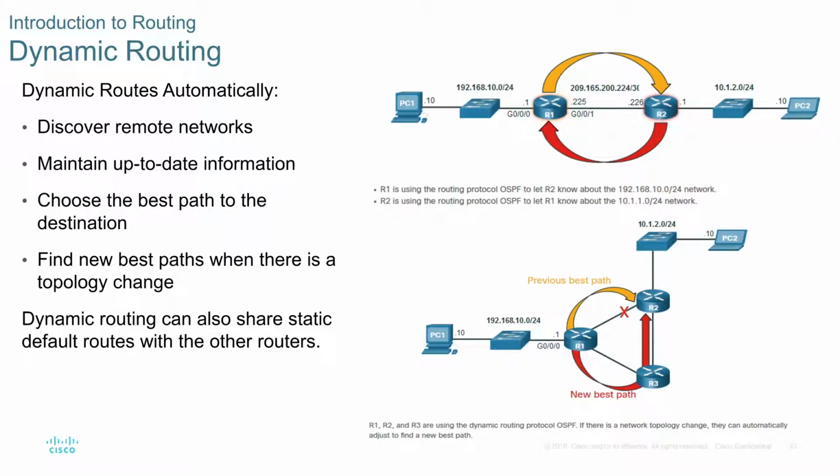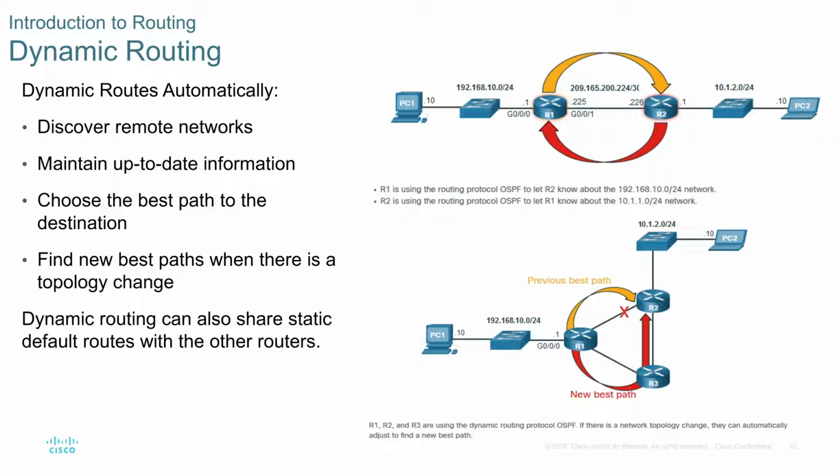Dynamic routing will discover remote networks. Each router will exchange information about the network that it is connected to or has learned of. It maintains up-to-date routing information. It will also choose the best path to the destination. Some routing protocols do this better than others.